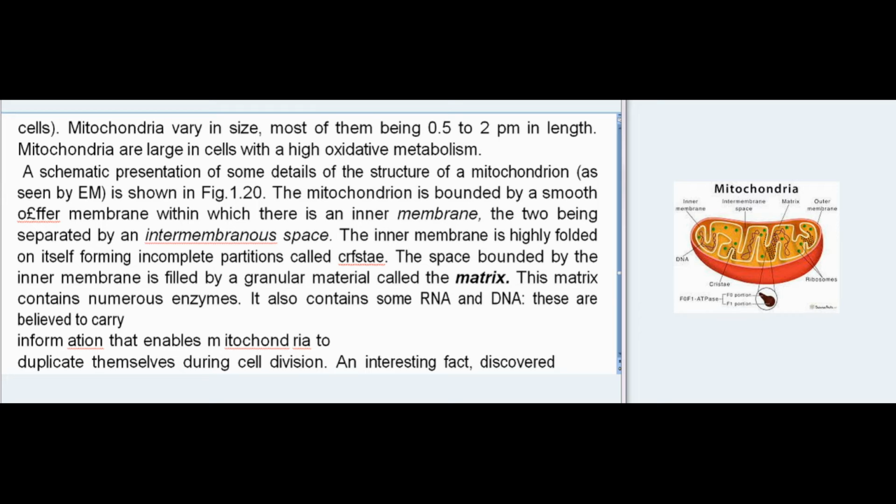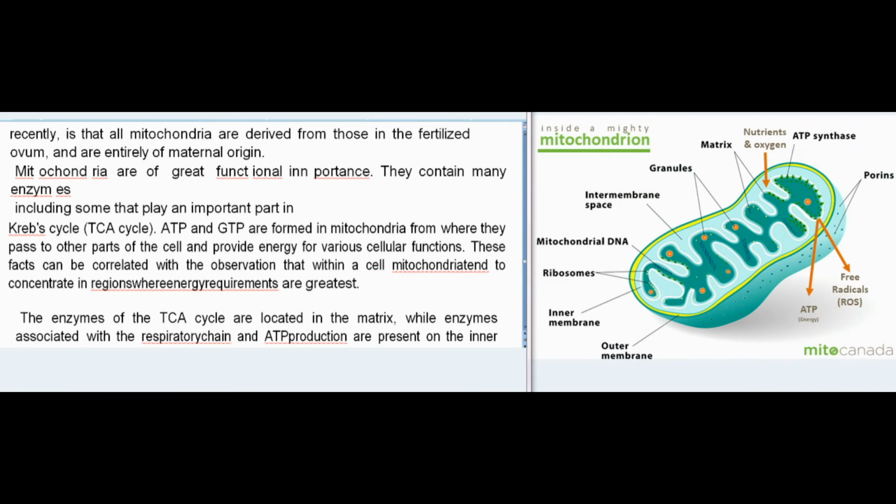This matrix contains numerous enzymes. It also contains some RNA and DNA. These are believed to carry information that enables mitochondria to duplicate themselves during cell division. An interesting fact, discovered recently, is that all mitochondria are derived from those in the fertilized ovum, and are entirely of maternal origin.